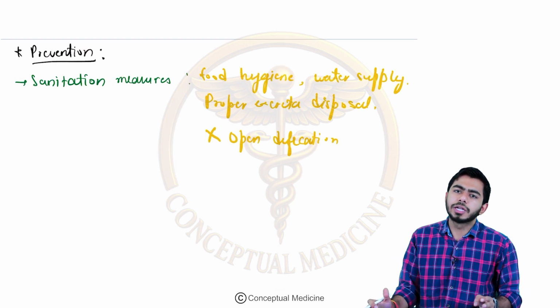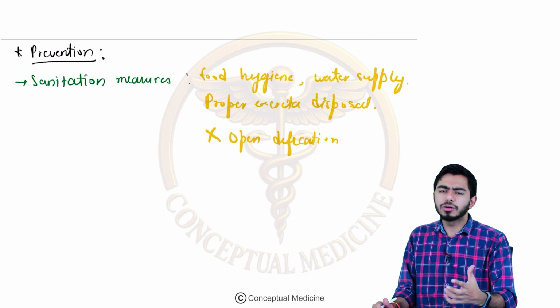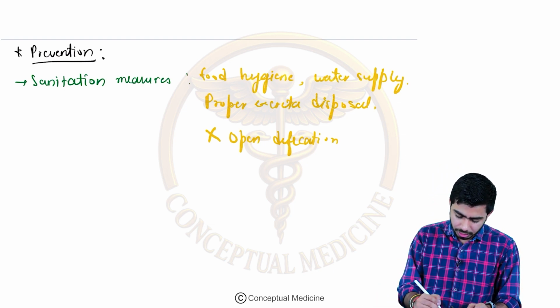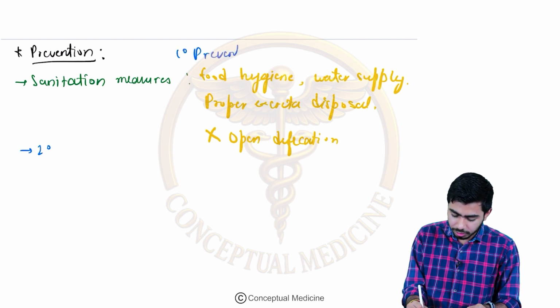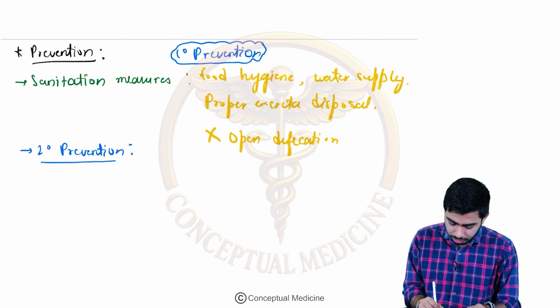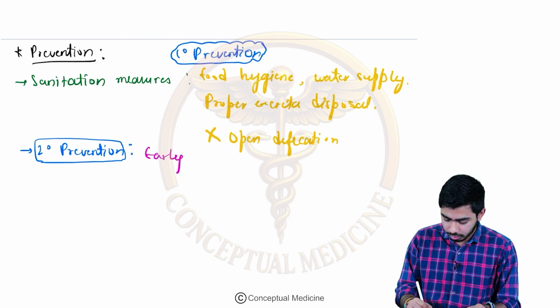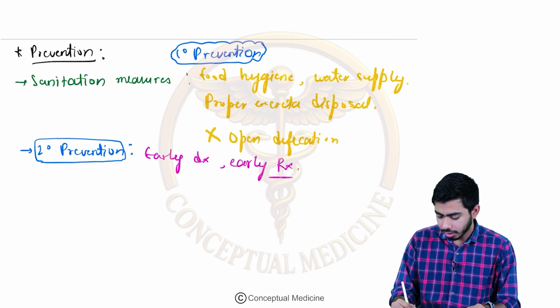As early as we make the diagnosis of the hookworm, as early we will be able to treat them, right? So early diagnosis, early treatment, okay, that is the prevention part over here. So this is the primary prevention, which I am telling you: sanitation measure is the primary prevention, right? In the secondary prevention, we shall be saying that try to make the early diagnosis and early treatment. Okay, that will be our goal.